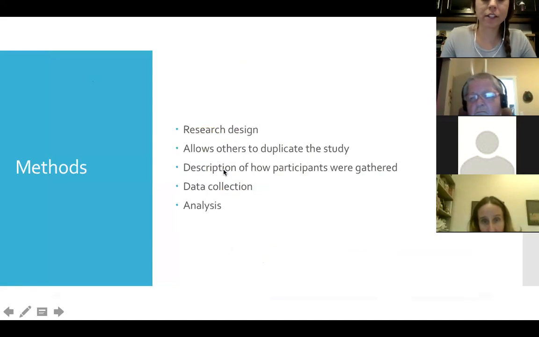And it describes how participants were gathered, how data was collected, and how data was analyzed. But this is just the method section. So it's basically the recipe of the research.